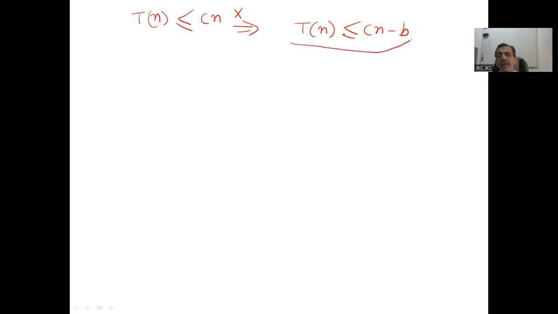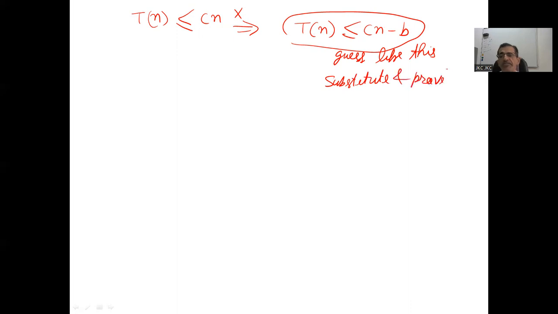Similarly, not only that, in this case, maybe we have to play smartly. So maybe instead of saying that I guessed it as Cn, I can guess Tn to be not just less than or equal to Cn, but less than or equal to Cn minus b, where b can be some constant. If you assume this as a guess and then substitute and prove, you will probably be able to reach the answer.